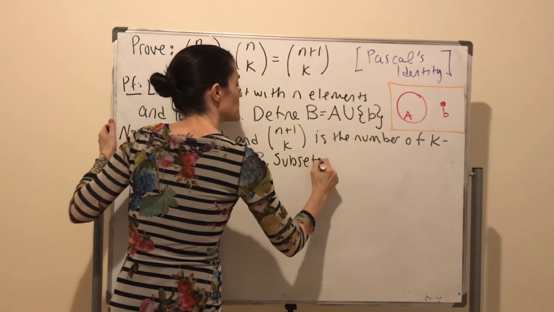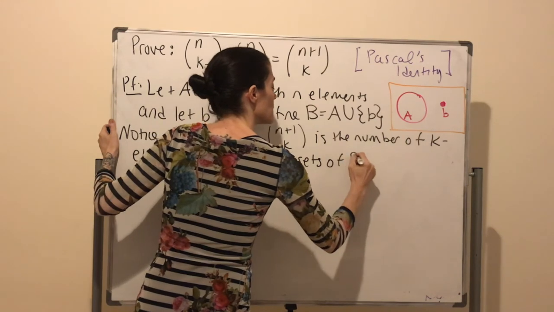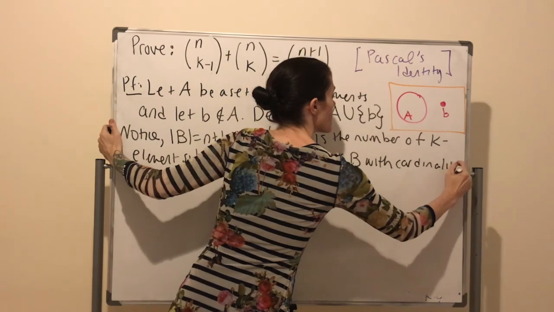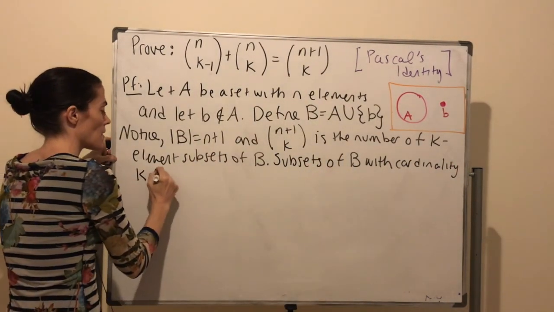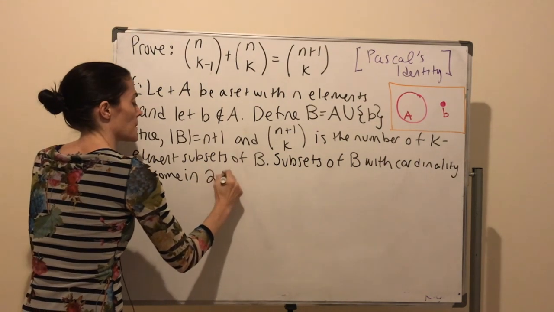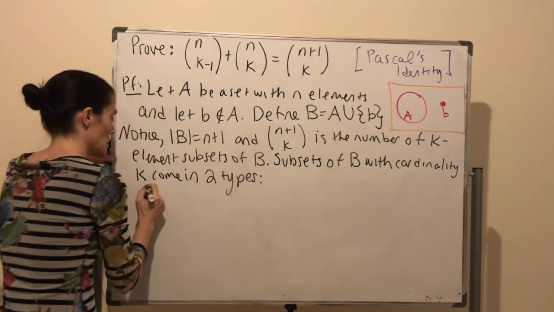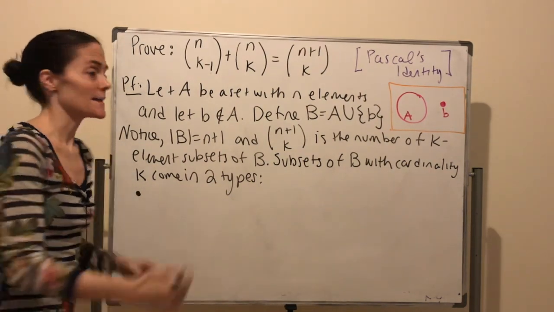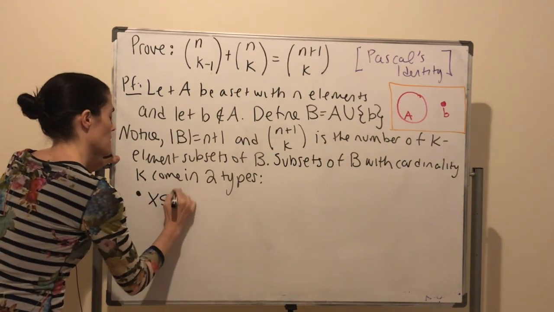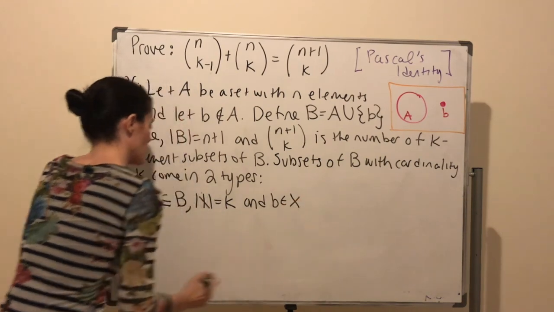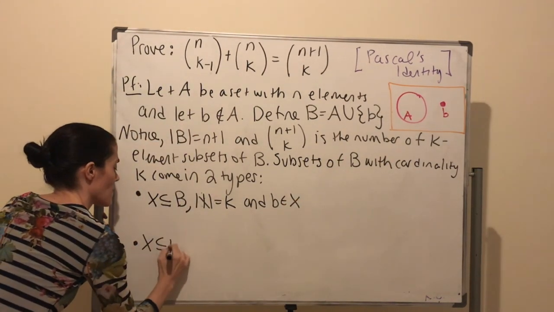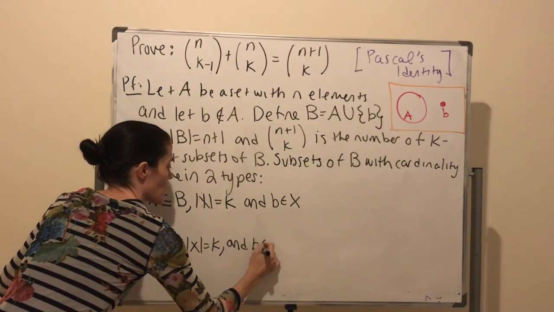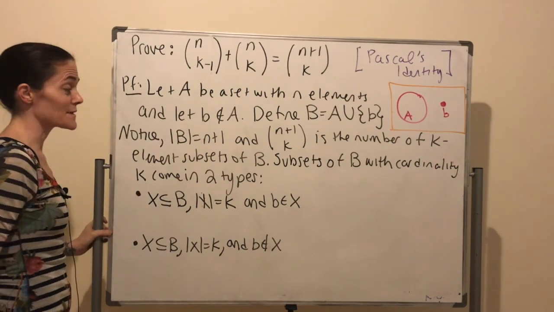Okay, well, now let's get to counting. Subsets of B with cardinality k come in two types. Well, either little b is in the subset or not. So I will say this type or this type. These are the two possibilities.